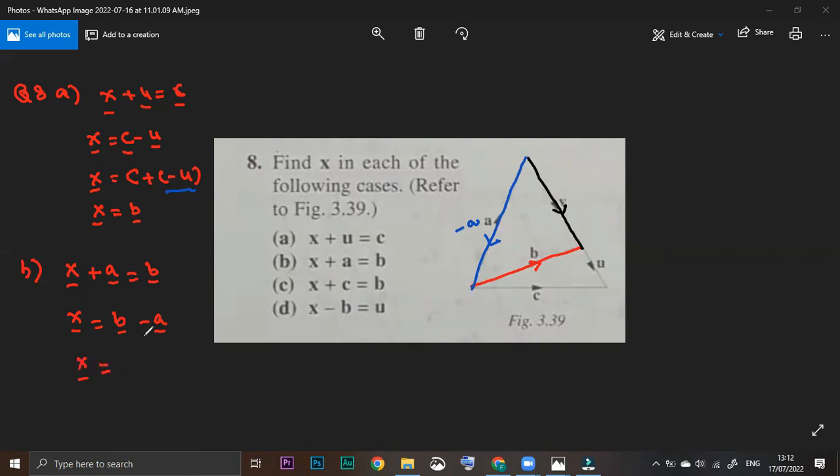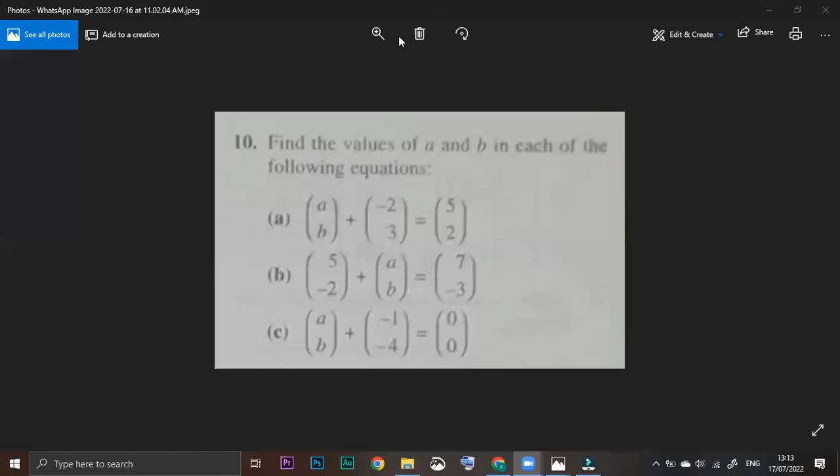Now I will give you examples of how we can add the column vectors. In question number 10, find the values of A and B in each of the following equations. You can see that in part A, on the left hand side, there are two column vectors and there is an addition sign between them. And on the right hand side, there is one column vector. We will add the column vectors on the left hand side.